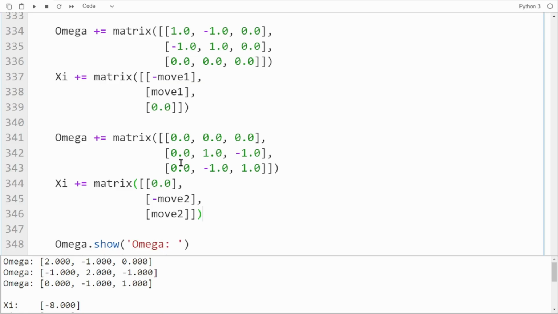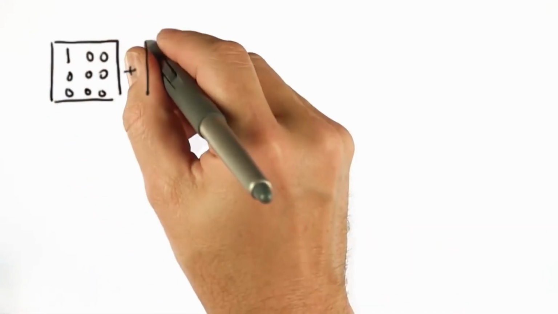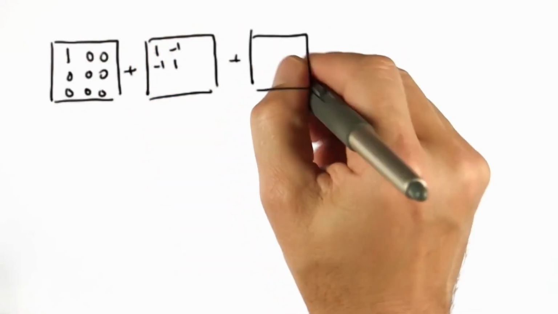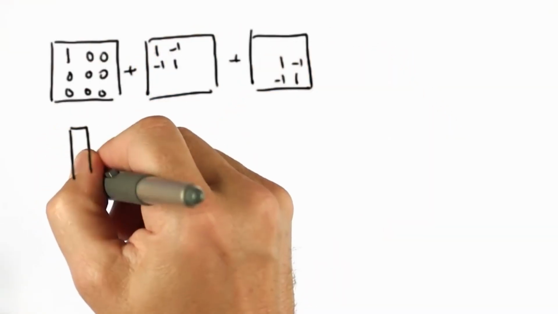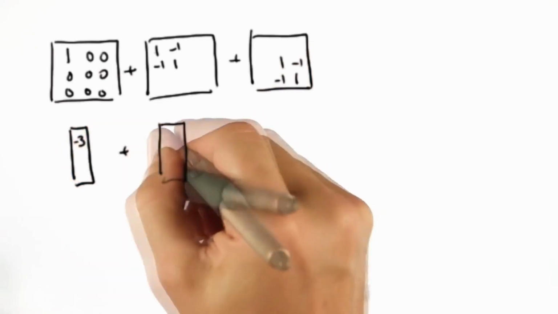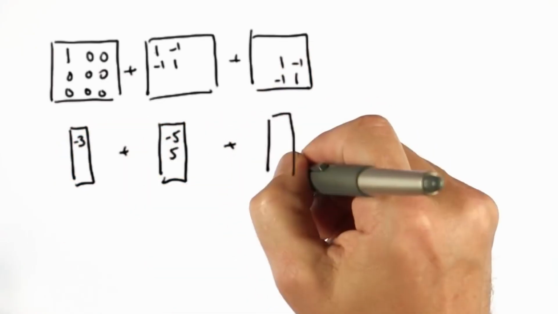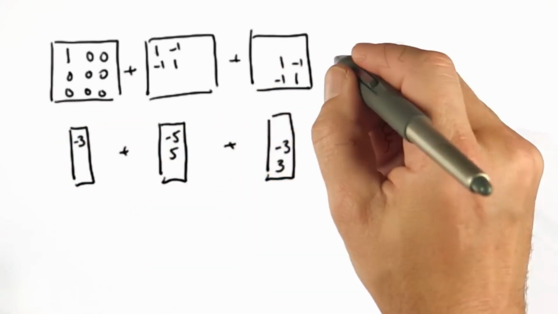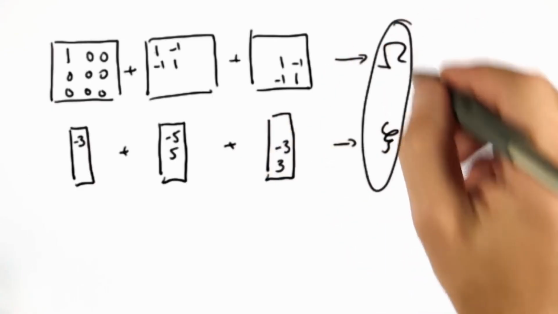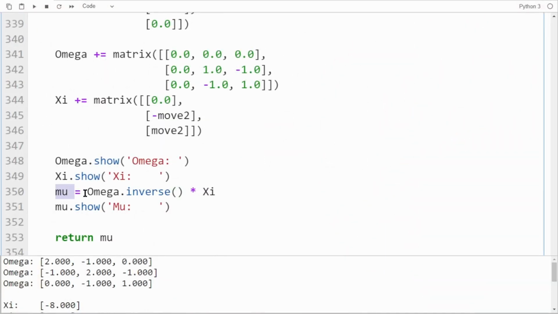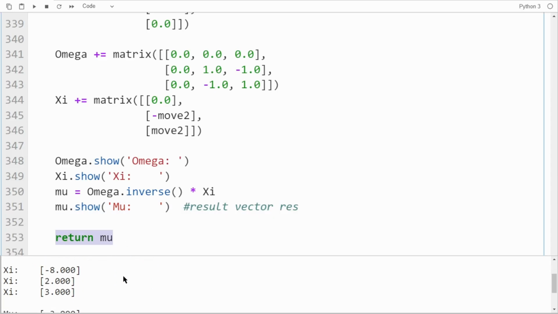I'm going to draw this graphically. I begin with a matrix like this. I then add this guy and then this guy. And as far as the vector is concerned, I start with this, add this guy, and finally this guy. Then these two together are combined down here, where I compute the inverse of omega multiplied with xi. That gives me the vector res, and res is output using the show command and returned from the procedure.